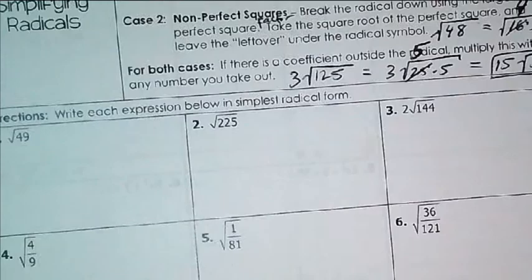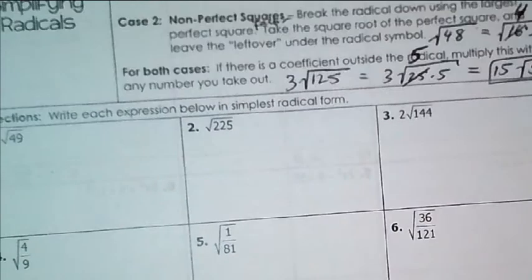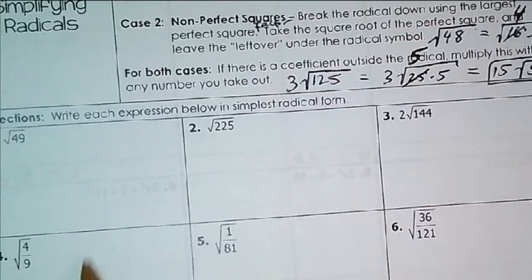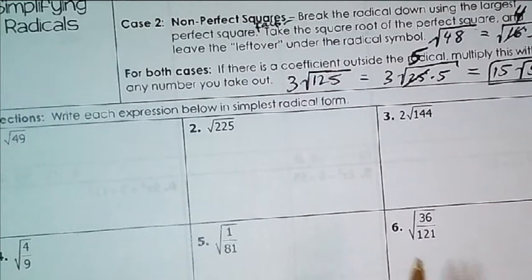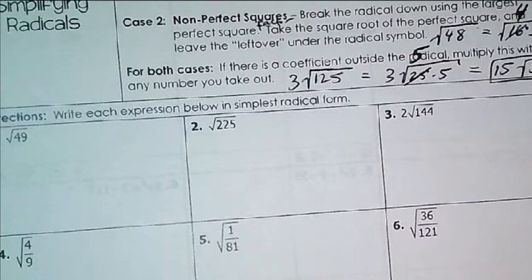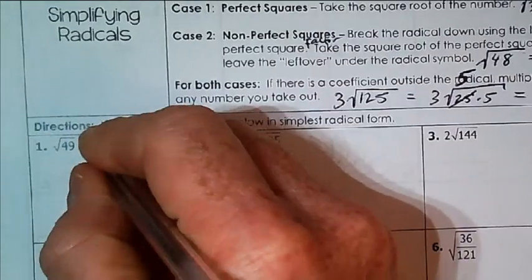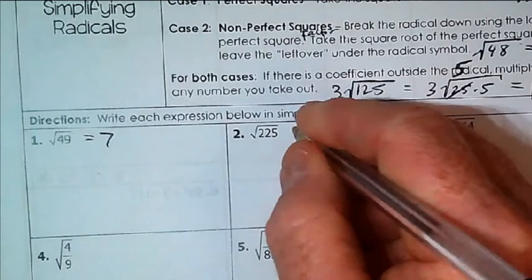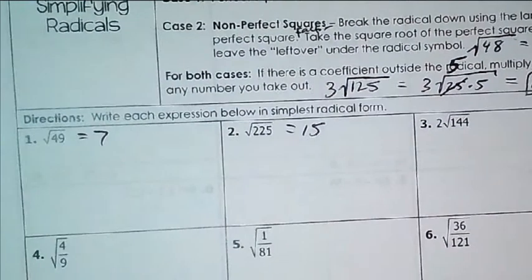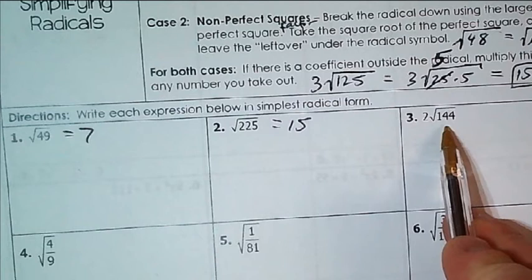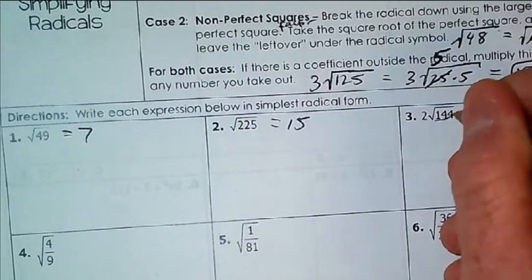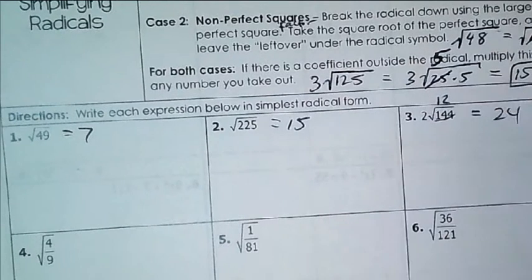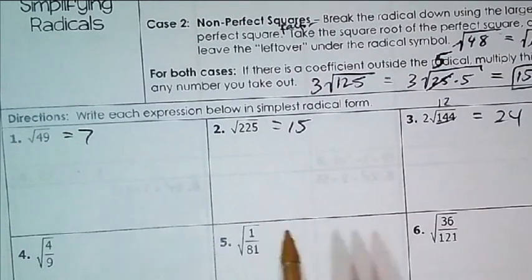Alright, so let's do the first 6 of these examples real quick, because none of these examples deal with non-perfect squares. So what's the square root of 49? It's 7. What's the square root of 225? 15. That was easy. Now it's 2 times the square root of 144. It's 2 times 12, which is 24. Notice that my answers do not include a square root symbol.